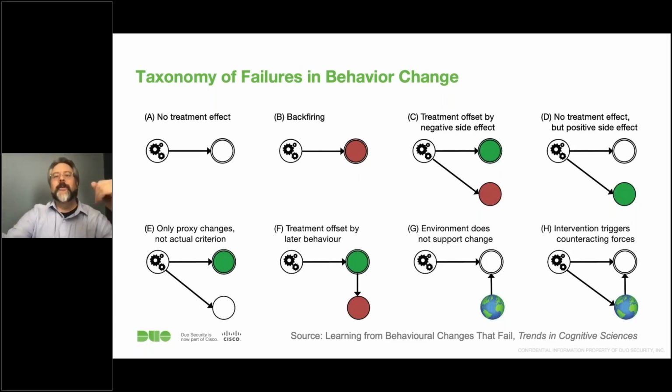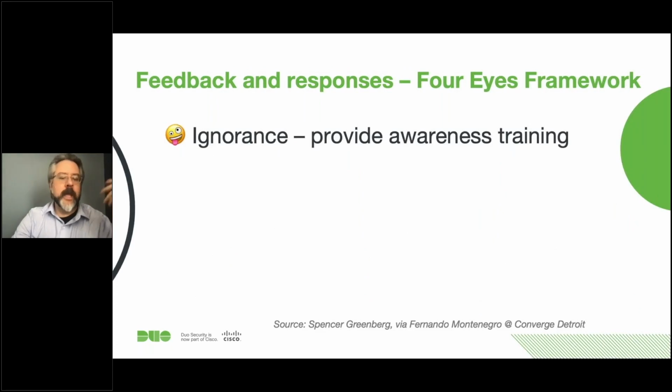There's a number of different ways as we move down this journey that our users can misinterpret or still incur risk, even when we're doing the best of things. So to troubleshoot that, there's a couple of different ways to think about it. There's a 4 Eyes framework that I like that I first heard about from Fernando Montenegro, but was actually publicized and developed by Spencer Greenberg.